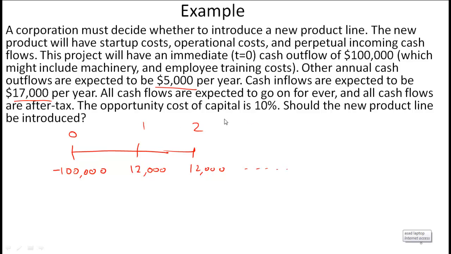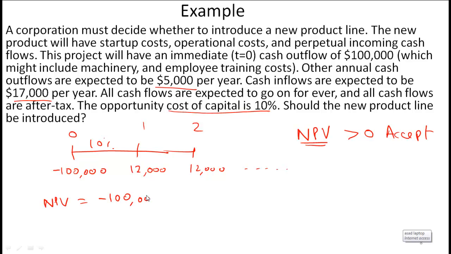Also notice that you are given the opportunity cost of capital as 10%. So that's the rate that you use over here. Should the new product line be introduced? Let's say that we use the NPV formula. Remember, if NPV is greater than 0, then you accept. So let's calculate the NPV. NPV is equal to minus 100,000 plus the present value of this perpetuity.